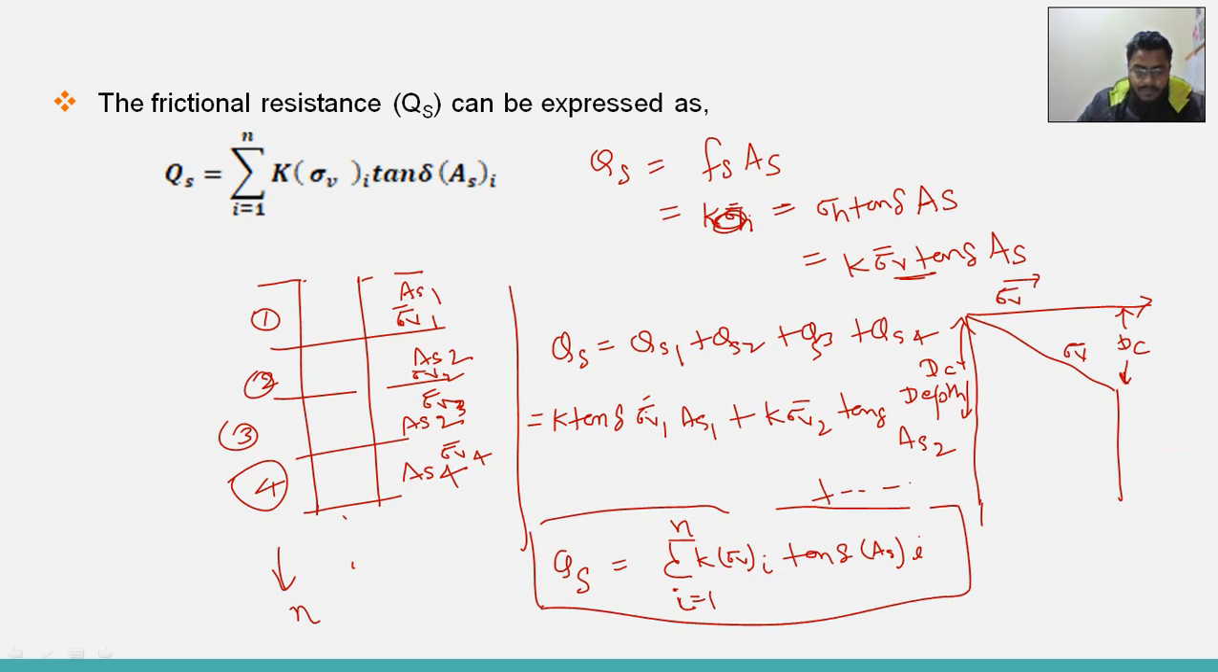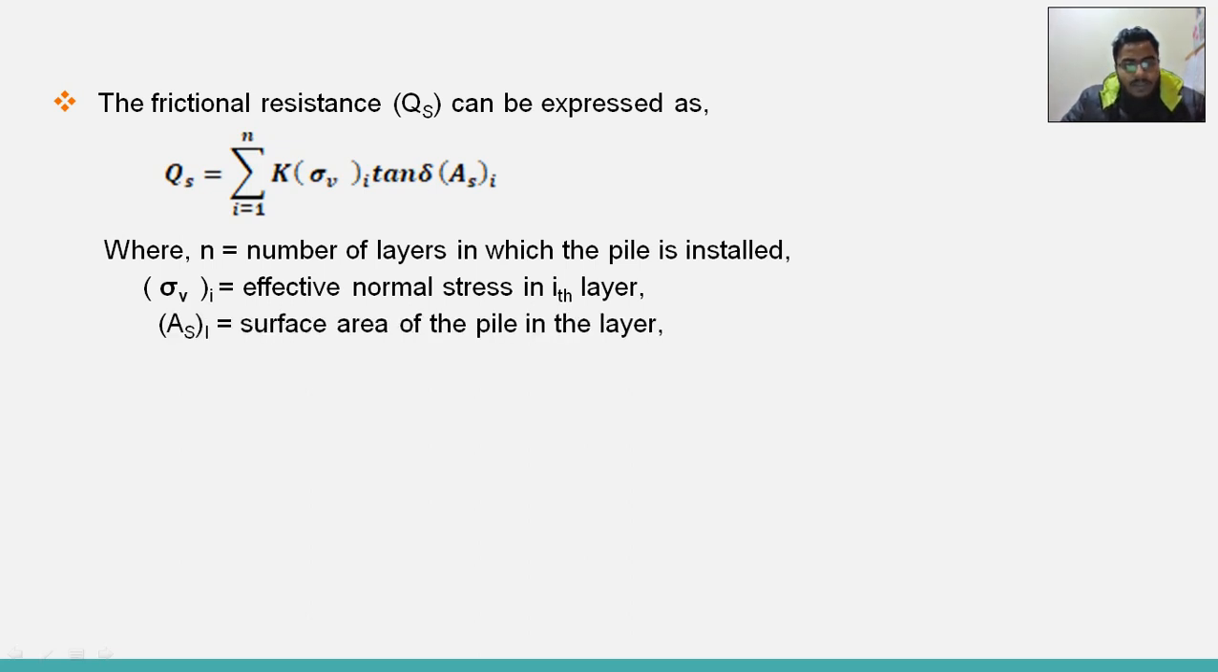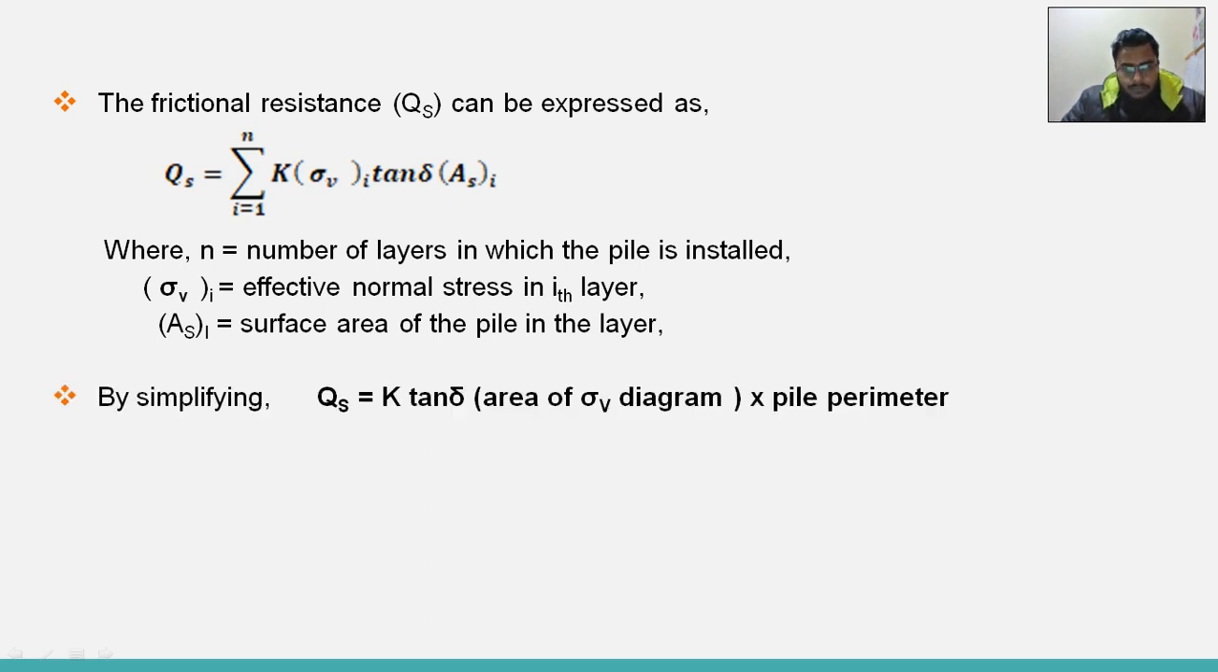Okay. So now you are getting my point. Where n is the number of layers in which the pile is installed, sigma V i is the effective normal stress for the ith layer, and A S i is the surface area of the pile for the ith layer. By simplifying, we can write QS is equal to K tan delta into area of CB diagram into pile perimeter.